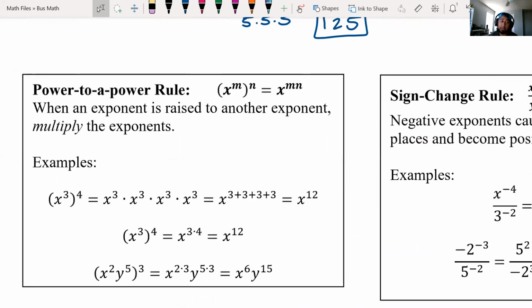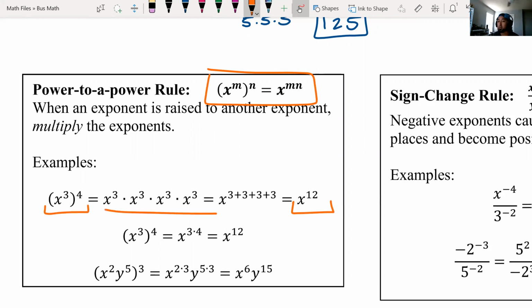Power to a power. x to the m, so I have x to the m raised to the n. So a power raised to a power, you will multiply your exponents. So for x cubed raised to the 4th, you will just take 3 and multiply it by 4 and get x to the 12th. This, of course, shows everything that's going on, but that's too much work. Just multiply the exponents, which I guess made it easier down here. x to the 3rd raised to the 4th gives you x to the 3 times 4, which is x to the 12th. That's a lot easier.